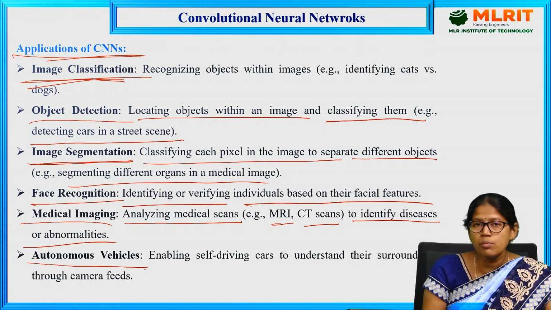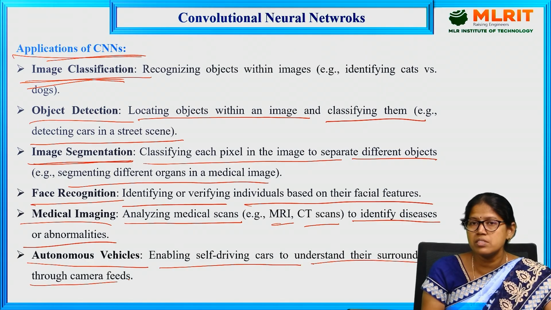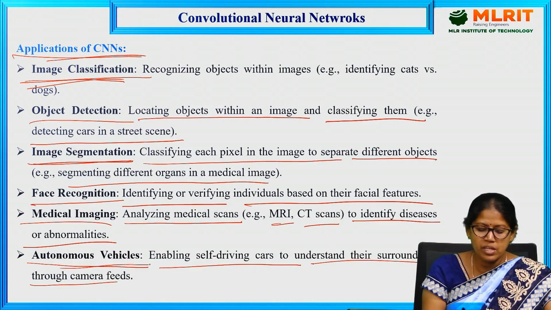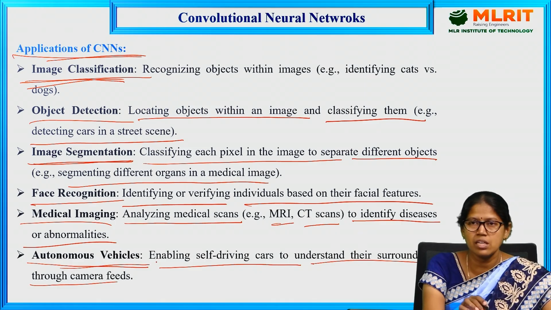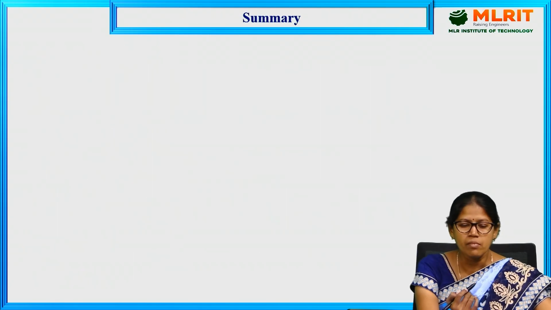Next, autonomous vehicles, enabling self-driving cars to understand their surroundings through camera feeds. So for pedestrians and the like, the cameras will capture the objects surrounding the car, and it will take another route. In autonomous vehicles also, we use CNN. These all are the applications of CNN.